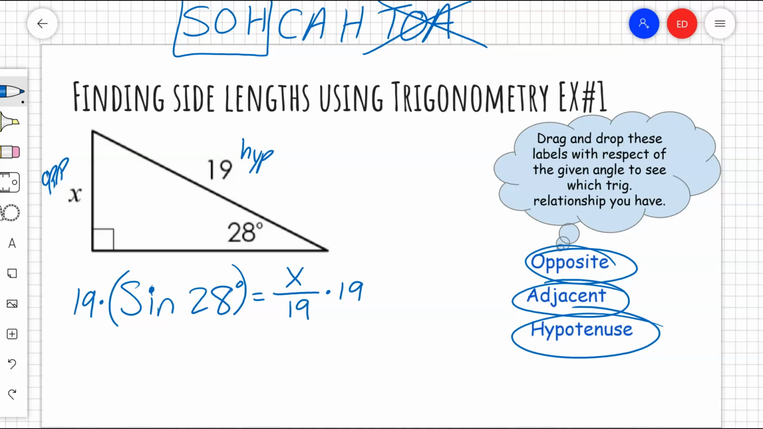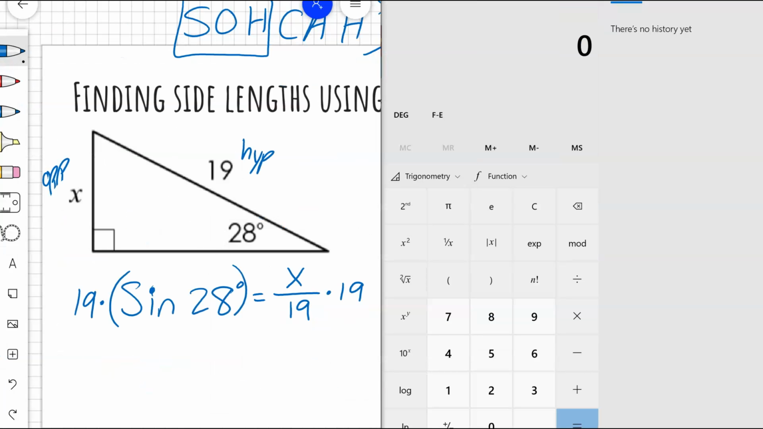Okay, but let me just show you real quick what I'm talking about. On this calculator, if you use the one on the computer, I don't know if it's going to be the same one, okay, but it has a button for trigonometry up here that you're going to be able to use. And then for this one, you have to type in 28 before you press sine.